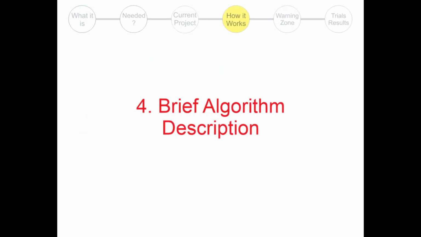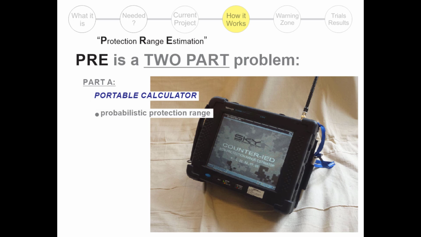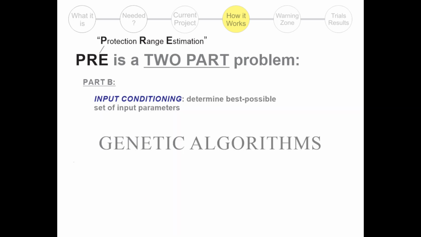Okay, I'm going to speak to a slide deck that briefly describes the algorithm. The protection range estimation problem, I think of it as a two-part problem, really. Part A, the first part, acts like a portable calculator, and it produces a probabilistic estimate of the ECM protection range under combat conditions and in real time. The key point here is that there are uncertainties about the attack scenario. Now, part B, I'll call it input conditioning. The challenge here is for the device to determine the best possible set of input parameters.